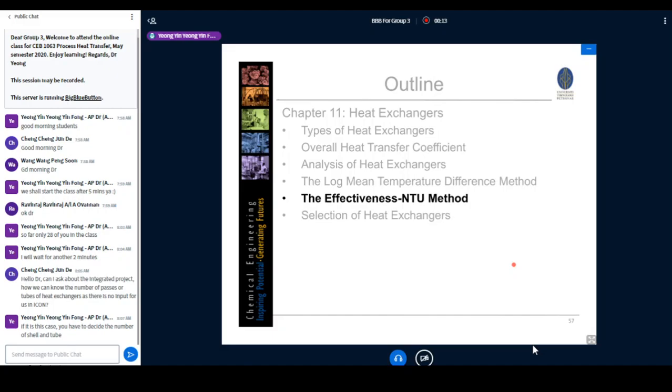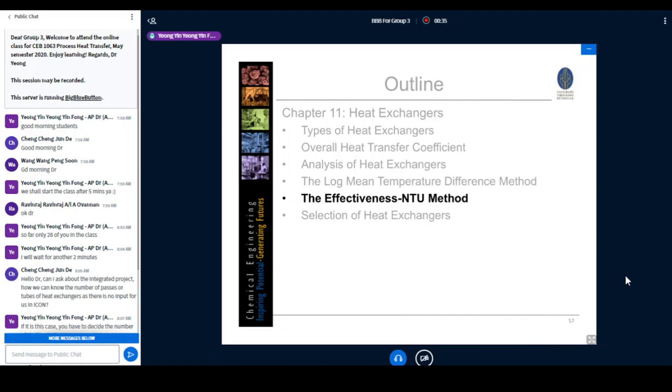Class today. Okay, today I will finish off the effectiveness NTU method, and I know that many of you have already proceeded to design your heat exchanger. Okay, and then Junti is asking how we can decide the number of passes and tubes.